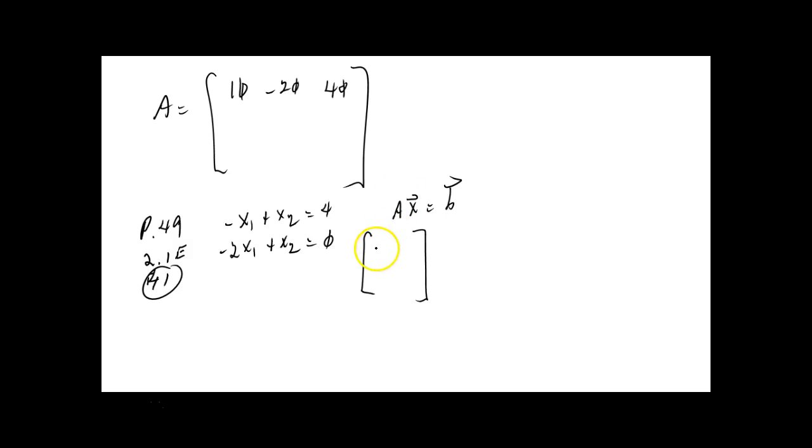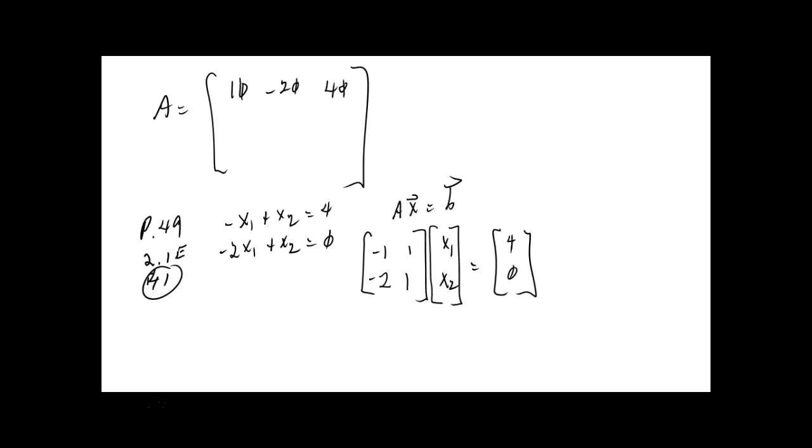The coefficient matrix, which would be negative 1, 1, negative 2, 1. Okay? What's your column vector that represents the variable x? Two components, huh? No, that's your b. It's 4 and 0. The column vector x, oh, he is back from spring break. Okay. All right, good to see you. It's what? X1 and X2. There it is.